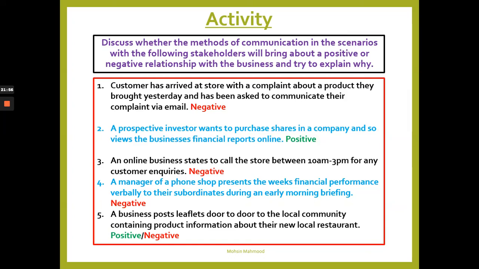Okay. Number 5, a business posts leaflets door to door to the local community, containing product information about their new local restaurant. Now I've said that this is a positive because the local community is kept up to date. There's a new local restaurant in town. Here's a leaflet, here's the products, here's the information, maybe the prices. That's nice to receive. But it could be seen as a negative thing. The local community might not really want another local restaurant, possibly. This may upset them. They may receive these leaflets as junk mail. They may get leaflets on a daily or weekly basis and not want this, and deem it to be junk mail. So that could bring about a negative relationship with that business.